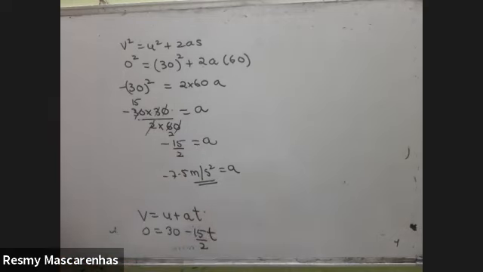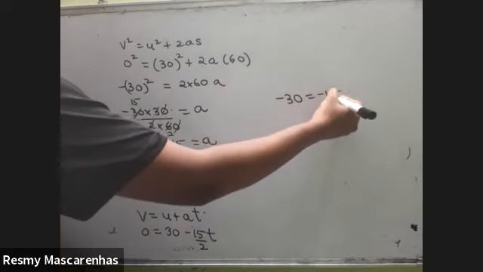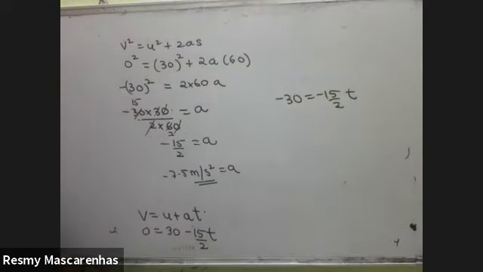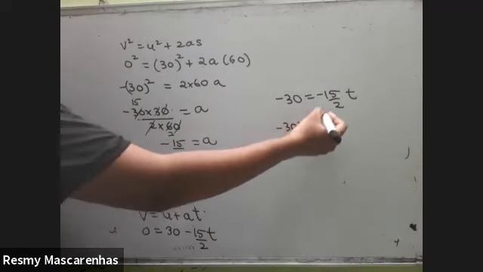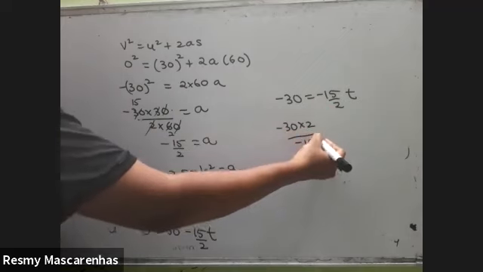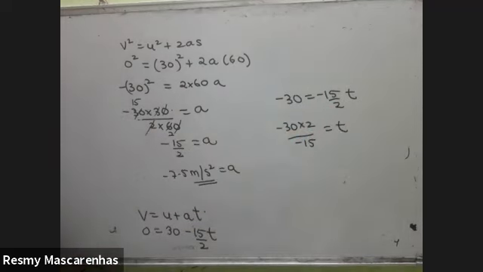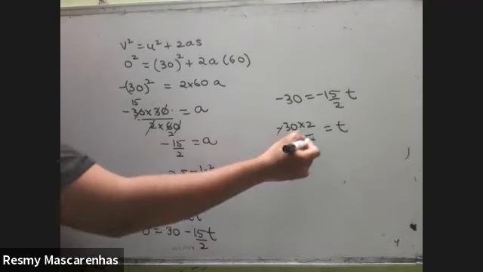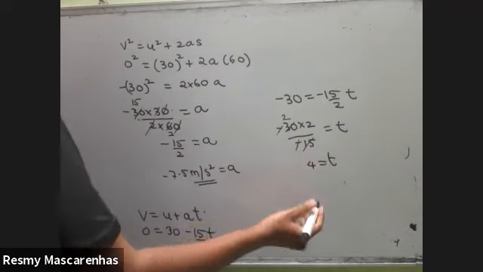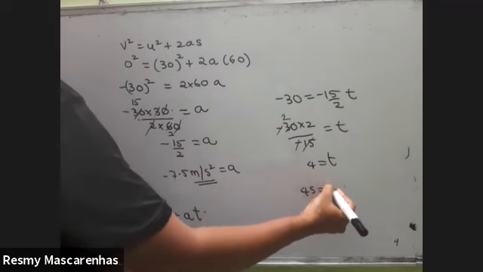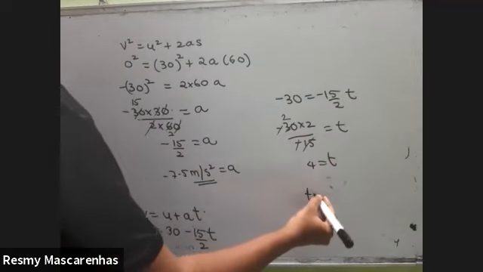30 you take on the other side, it will become minus 30. Now this 2 will go up, minus 15 will come down. And time you can never get negative, you know that. If you're getting time as negative, something has gone wrong. So 4 seconds. So time is 4 seconds.